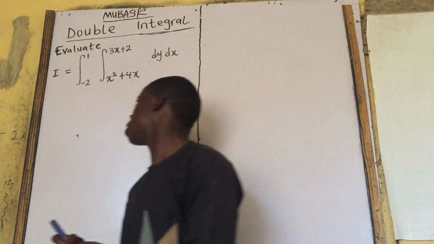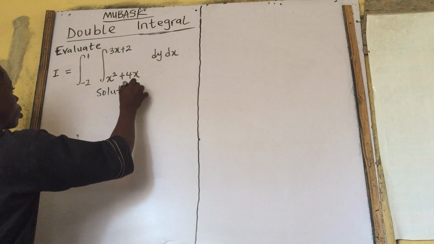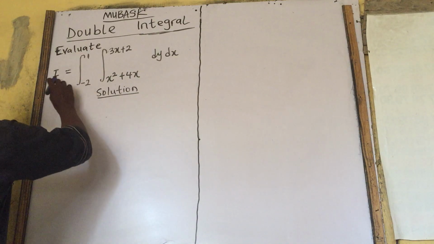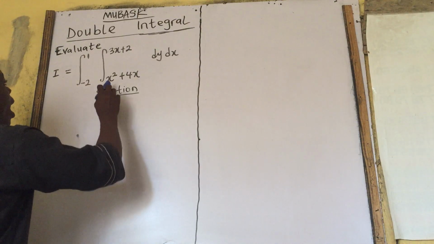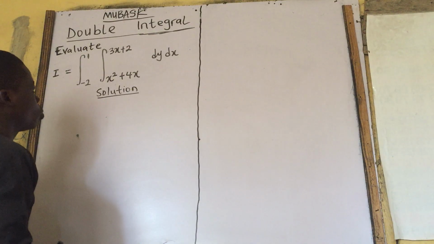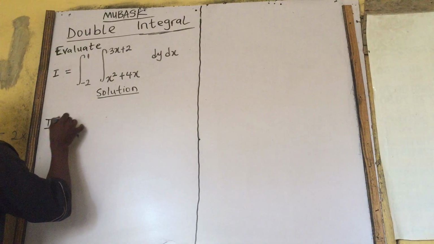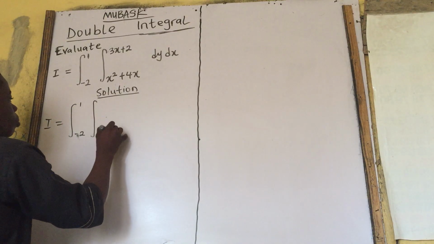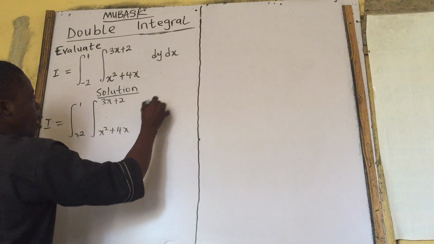So let us move to the question given to us. Solution to the question given to us. Evaluate I, if I is equal to the integral from minus 2 to 1, integral from x squared plus 4x to 3x plus 2, dy dx. Now, I equals what? Integral from minus 2 to 1, integral from x squared plus 4x to 3x plus 2, dy dx.